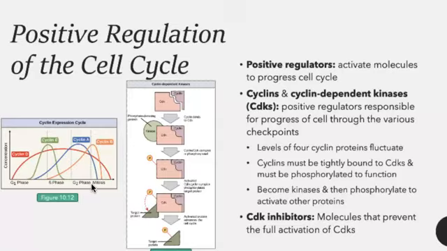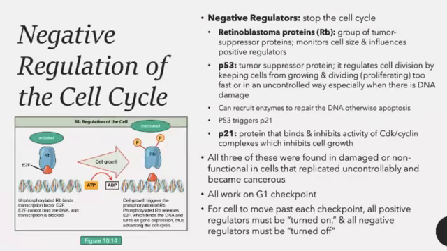There are also CDK inhibitors, and these are molecules that are going to block the full activation of CDKs. And this gives the cell a way of fine-tuning or even pausing progression if needed, and that adds an extra layer of control. So just like we have positive regulators that push the cell cycle forward, we also have negative regulators that are going to act like brakes to slow or stop the cell cycle.